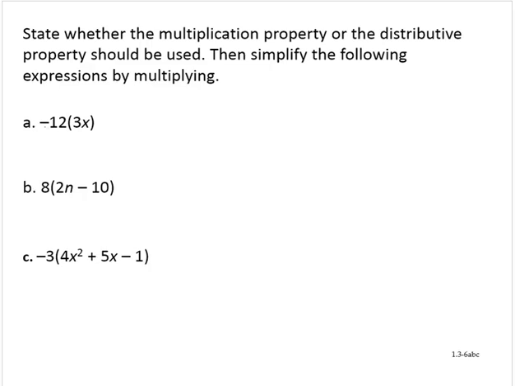State whether the multiplication property or the distributive property should be used. Then simplify the following expressions by multiplying. We have negative 12 by 3x. So there's an implied multiplication here, 3 times x. There's no addition or subtraction in that quantity. So we're just using multiplication here.